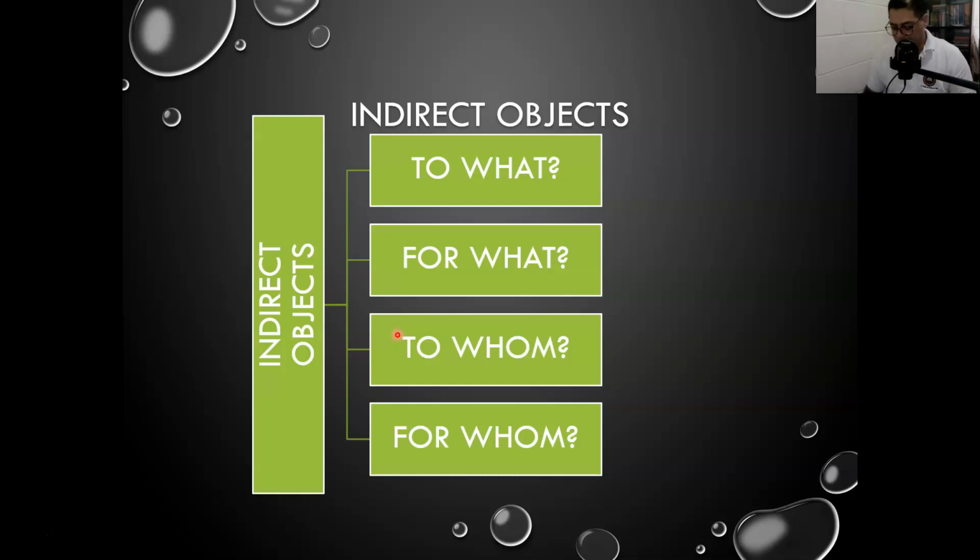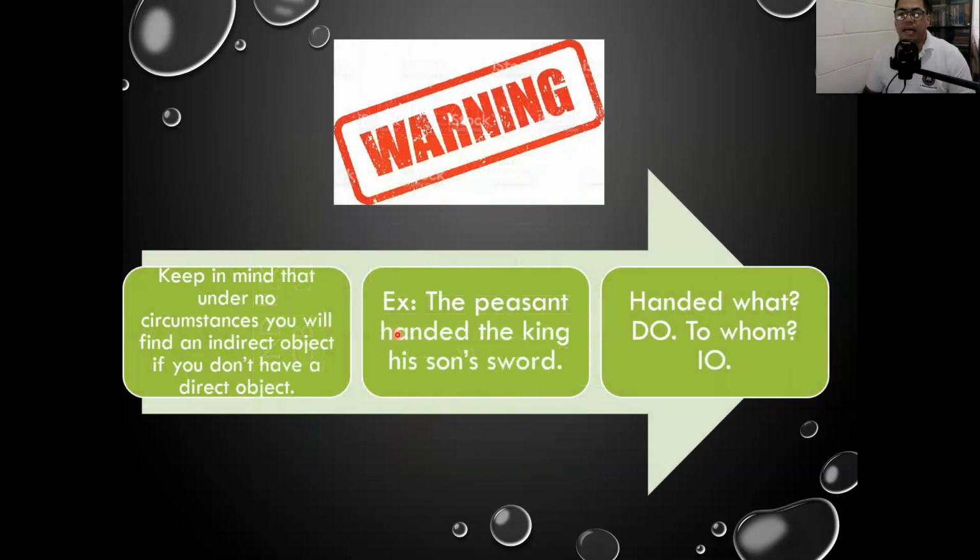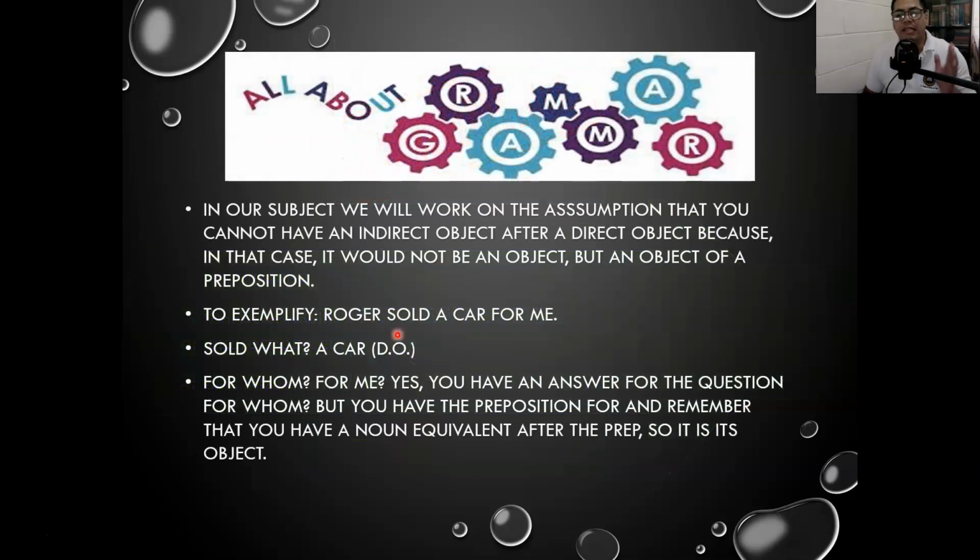And also remember that we are going to find the indirect object before the direct object. We don't place it after the direct object. I mean, we can place the indirect object after the direct object, but in this case, like in this example that I am showing you right now, Roger sold a car for me, the indirect object loses its quality of indirect object because it becomes the object of the preposition.